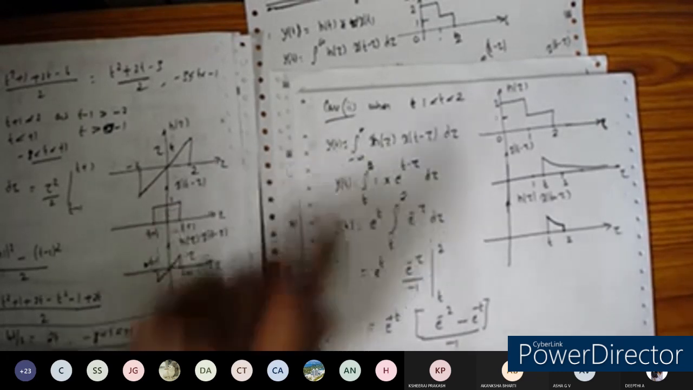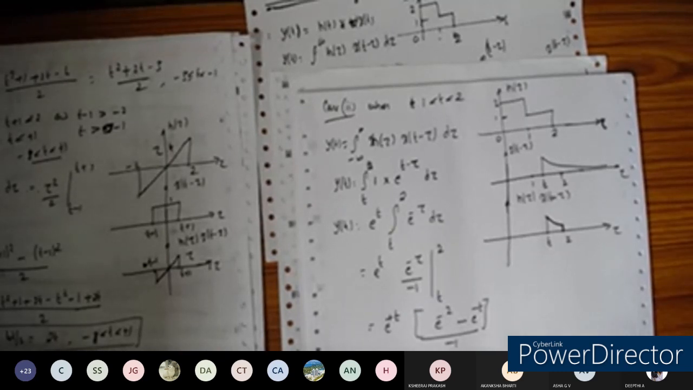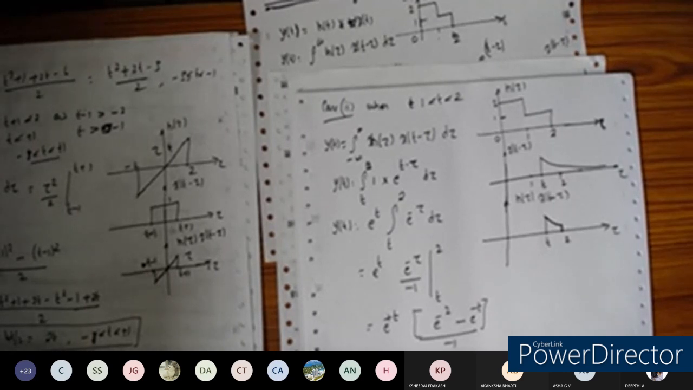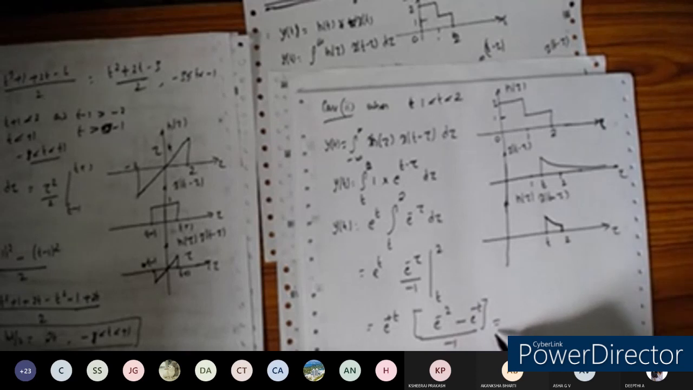So what is the value of e to the power of minus 2? Take your calculator and find the value of e to the power of minus 2. How much do you get? It is 0.135, sir. 0.135 we will get.